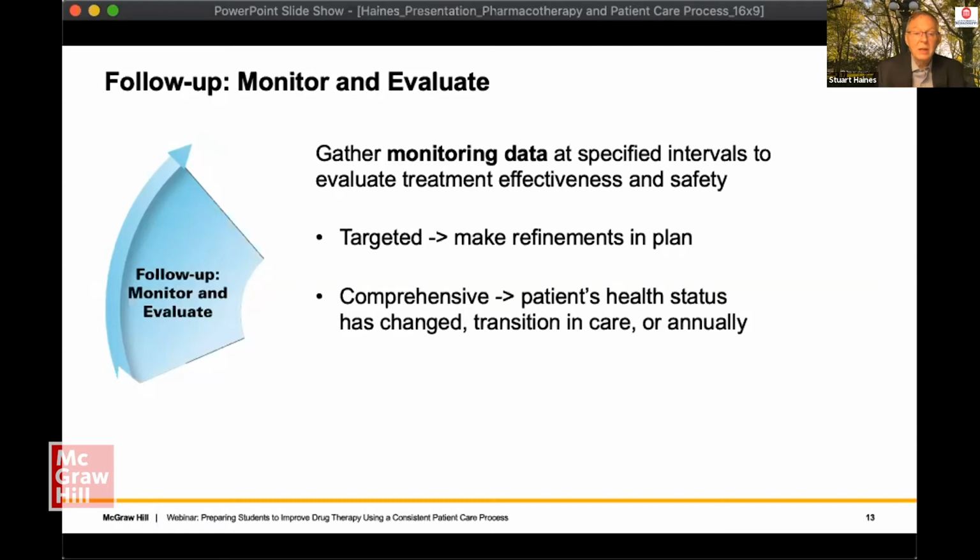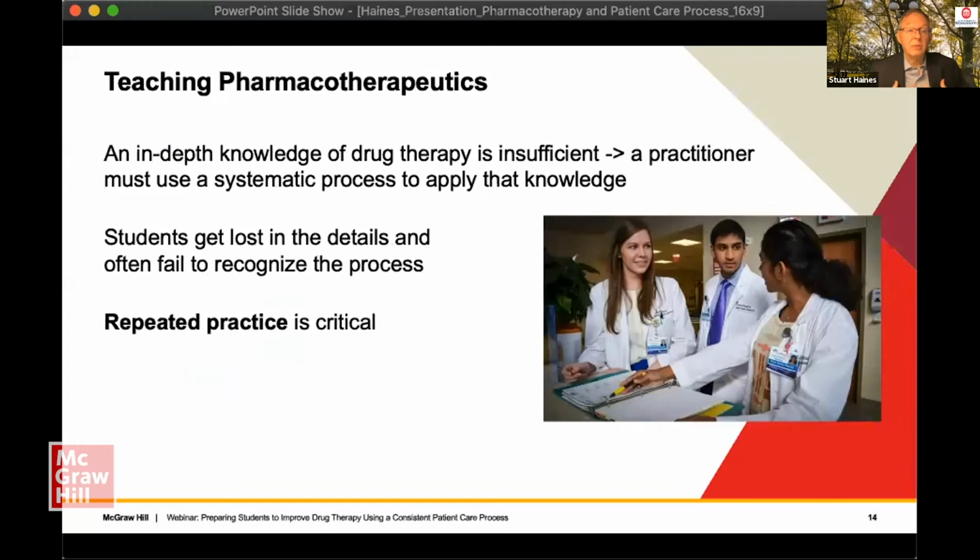No matter what, for many patients with multiple diseases and many medications, doing a comprehensive reevaluation at least once a year is important, and it certainly is important during transitions in care. So, teaching pharmacotherapeutics, and that's what the textbook is all about. That's what I do a lot of my time teaching pharmacotherapeutics. It's important to have an extensive knowledge of drug therapy, of course, but that's insufficient. So just being a wealth of knowledge about drugs is not going to translate it into practice. It's not going to make health outcomes better for our patients.